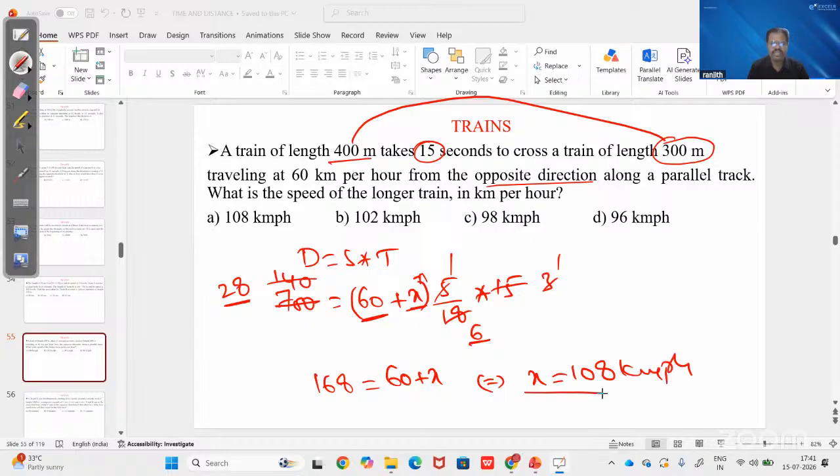Whatever the x value, that will be equal to kilometers per hour only. So whatever the kilometers, we are converting into meter per second. So x equal to 108 kilometers per hour.